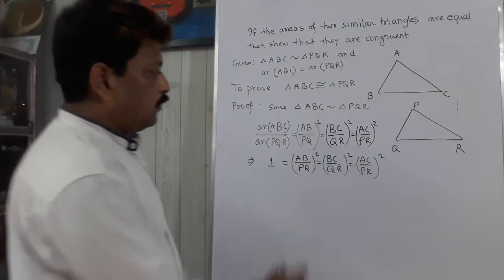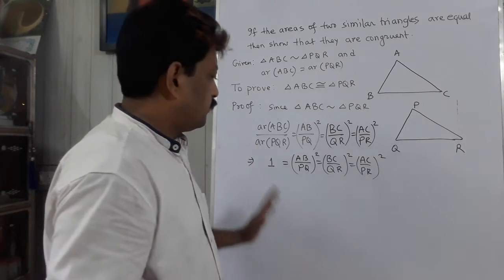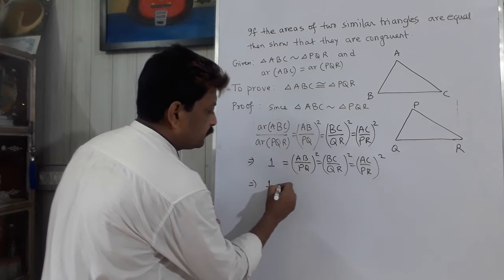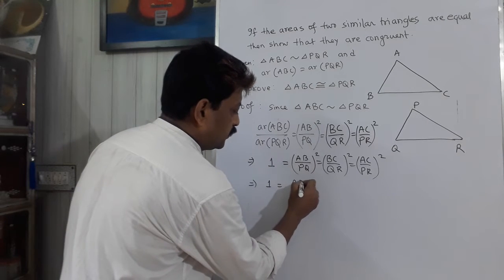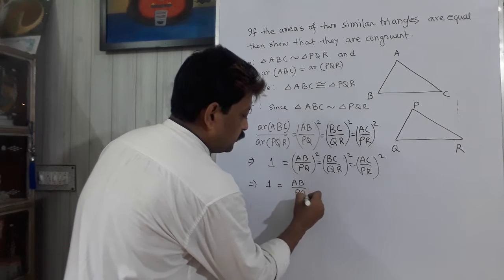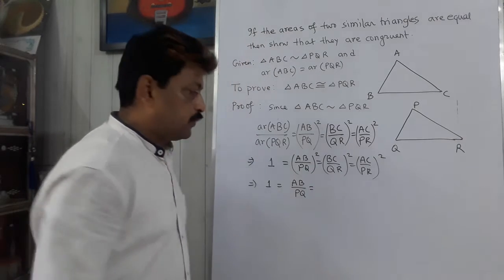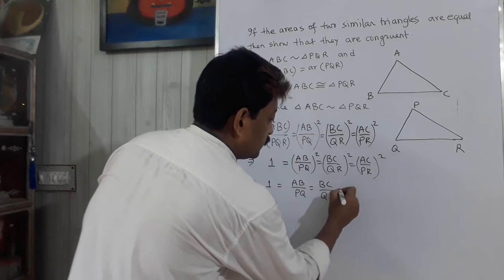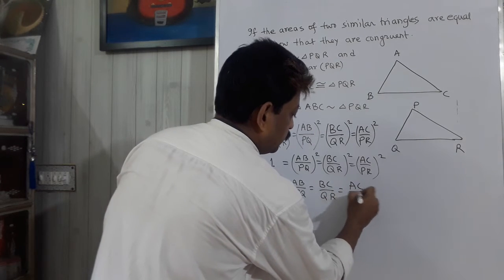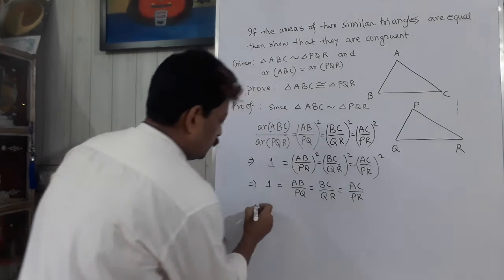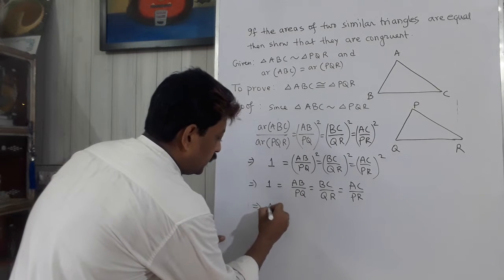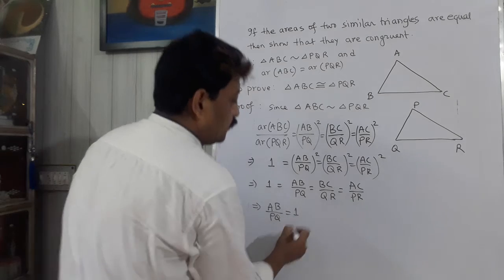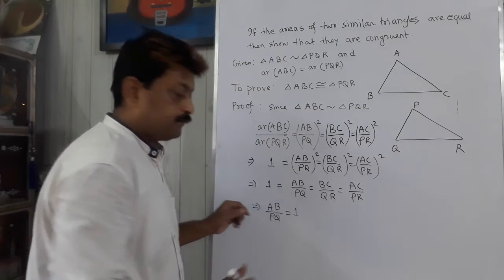Okay, now let us find the square root of all the sides. The square root of 1 is 1, and the square root of AB upon PQ whole square will be AB upon PQ, that is, the square will be removed. So it will equal BC upon QR equals AC upon PR. Or we can write AB upon PQ equals 1. All the ratios are equal to 1.